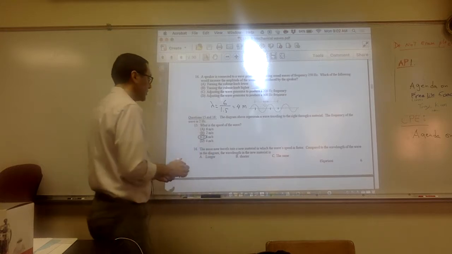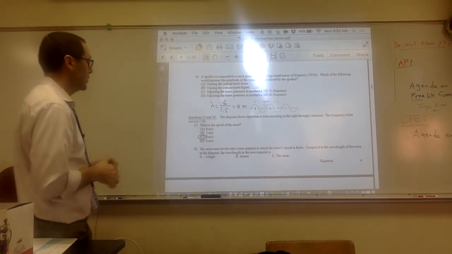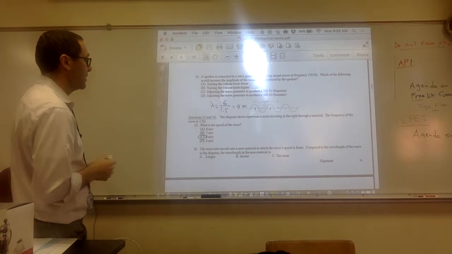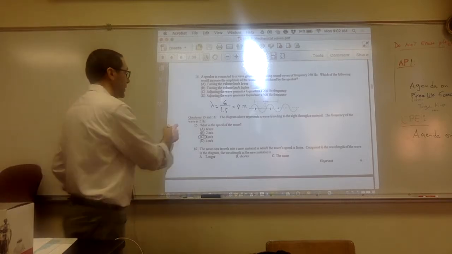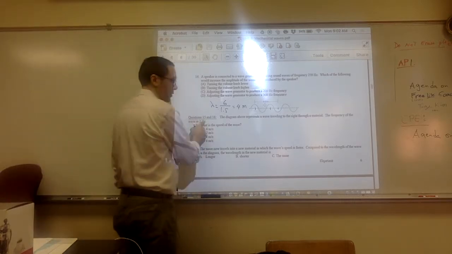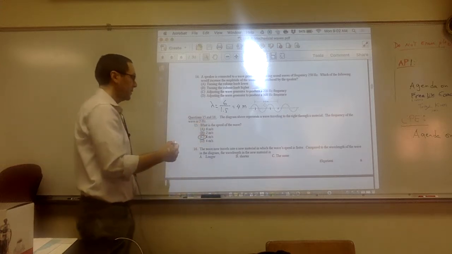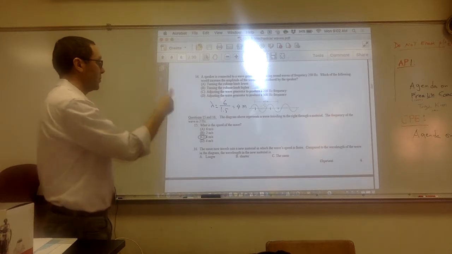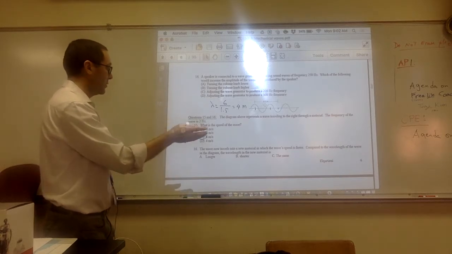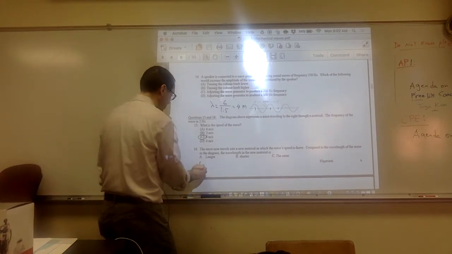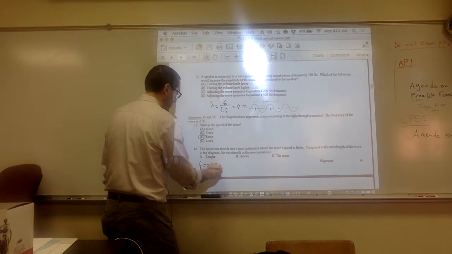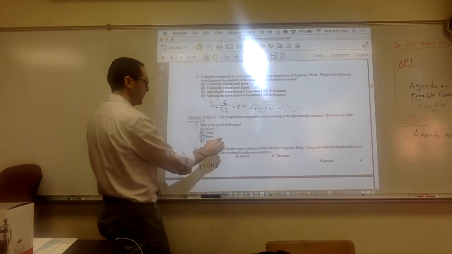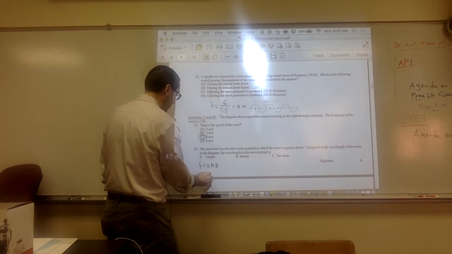The wave now travels into a new material in which the wave speed is faster. Now, the frequency is going to be the same. That's not going to change, right? Because the frequency has nothing to do with the medium, with the material. It's basically generated by something through that medium. So the frequency is 2 hertz. Speed went up.